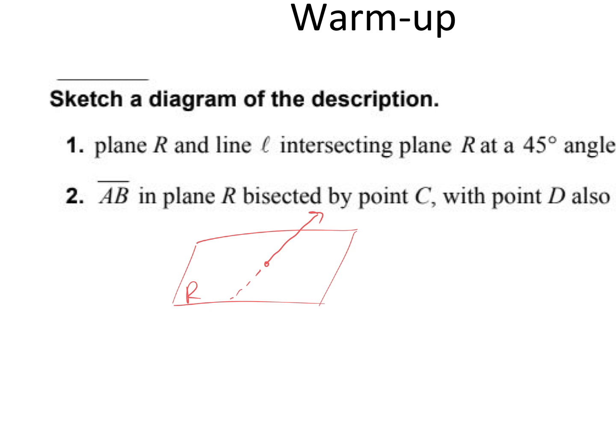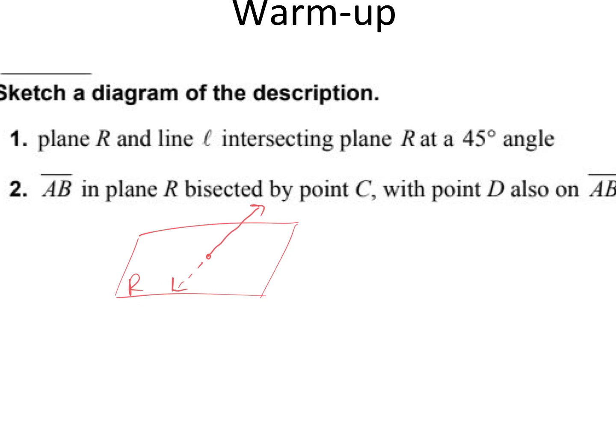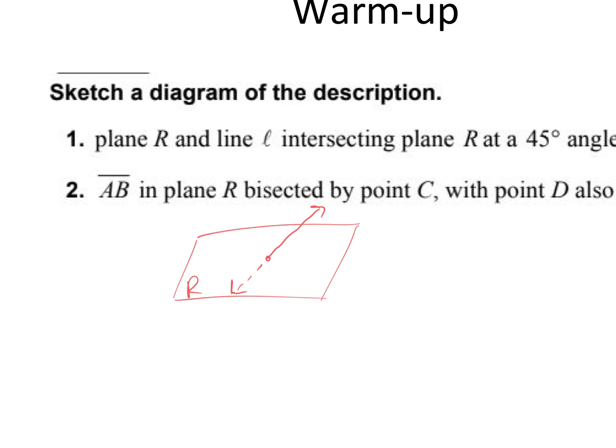Do we agree? And for it to be a line, it has to have how many arrows? Two. But it also said it intersects the plane at what angle? 45 degrees. So you're going to draw an angle mark going down to your plane and label that 45 degrees.